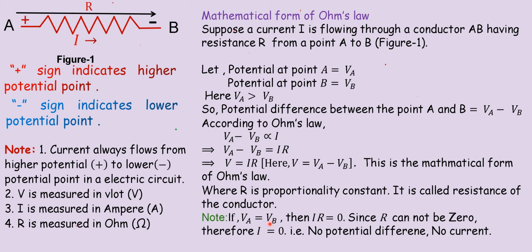If V_A is equal to V_B, then the product of I and R is equal to 0. Since R cannot be 0, therefore I must be 0. Therefore, we can say that no potential difference, no current. It is also noted that current always flows from the higher potential point to the lower potential point in the electric circuit. V is measured in volt, I is measured in ampere, R is measured in ohm.